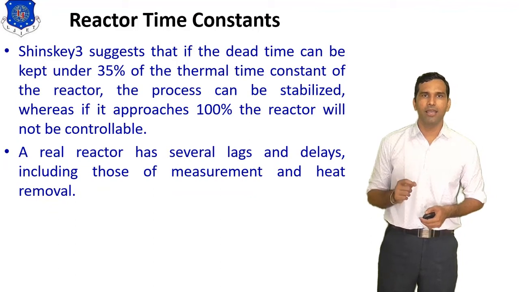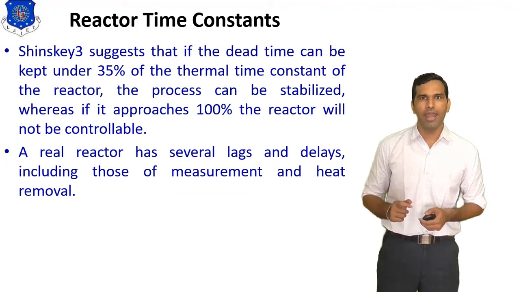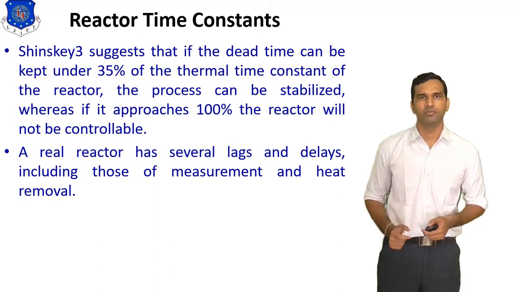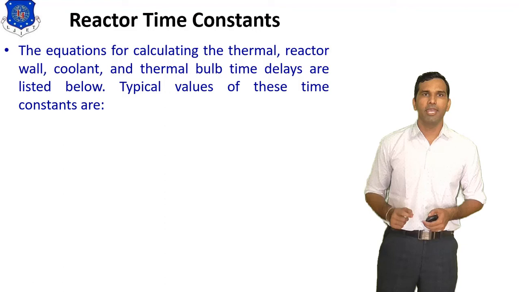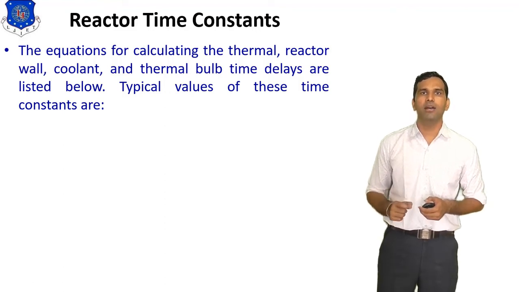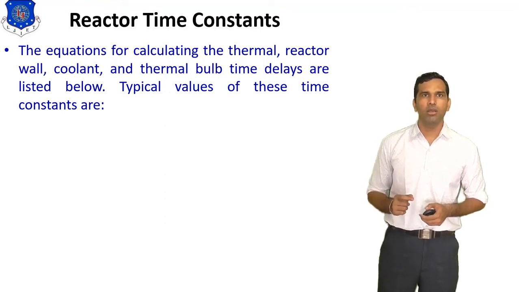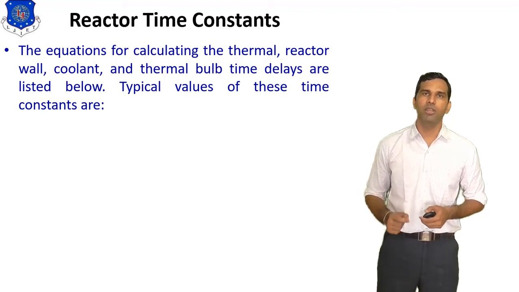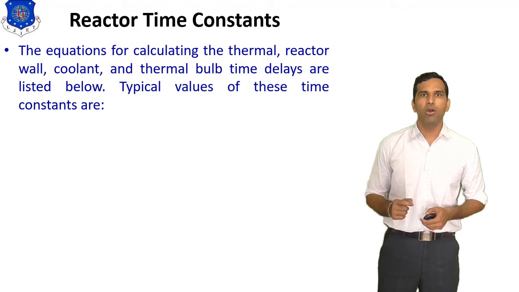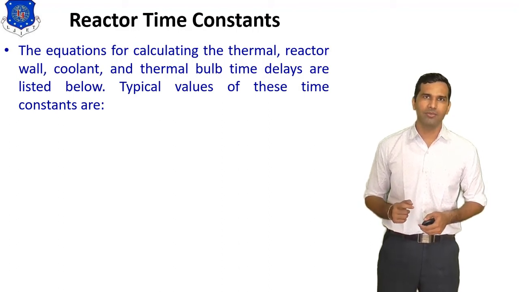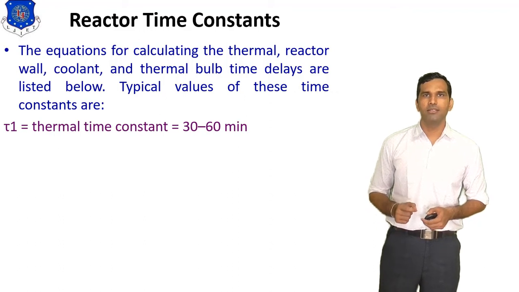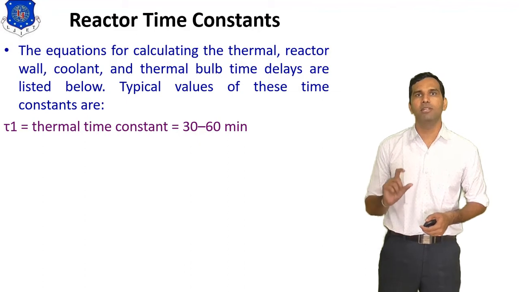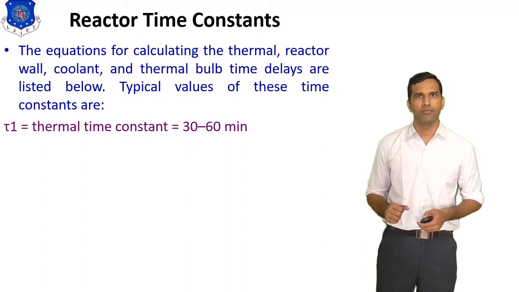The real reactor has several lags and delays, including those of measurement and heat removal. The equations for calculating the thermal, reactor wall, coolant and thermal bulb time delays are listed below. Typical values of these time constants: tau 1 indicates the thermal time constant and its typical value ranges between 30 to 60 minutes.